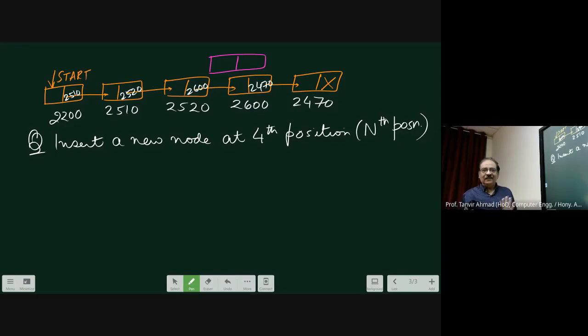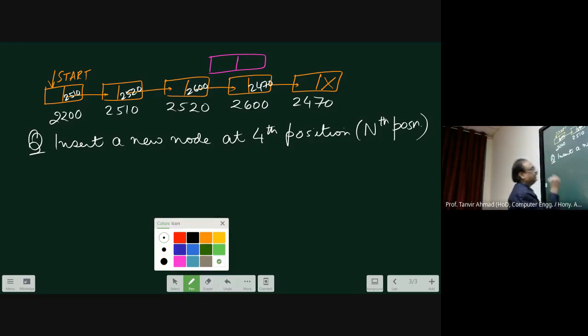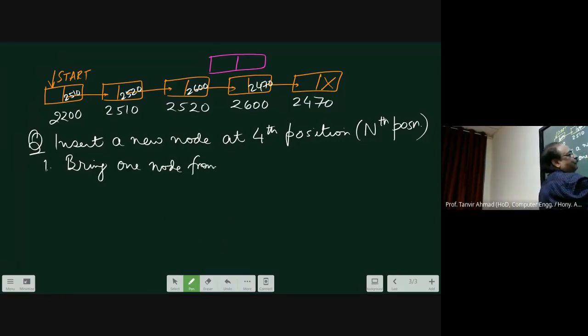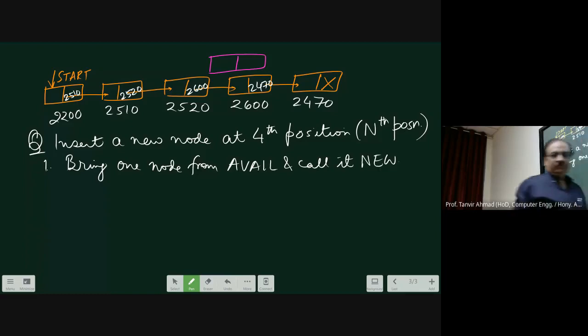Correct? Now, again the steps. First step is common. Therefore, you will again say bring one node from avail and call it, maybe I call it new. I can call it temp new, anything. Now this is called new.